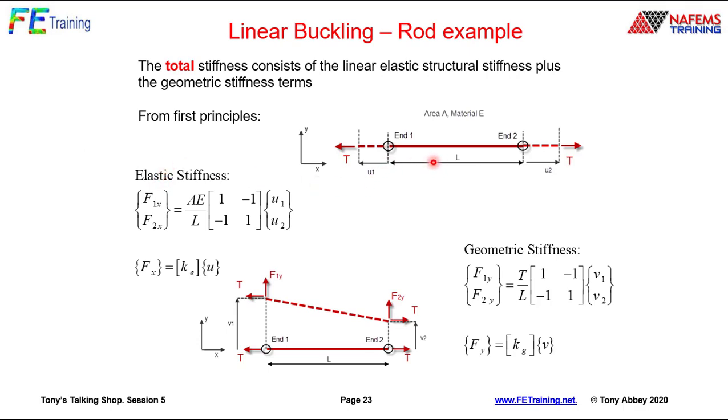Here's a rod element. Here's our axial stiffness, AE over L times the usual matrix, so we're looking at axial deflections. Here's the geometric stiffness matrix, which is all about the lateral response. So this is the axial load, and then the lateral response V1 and V2.